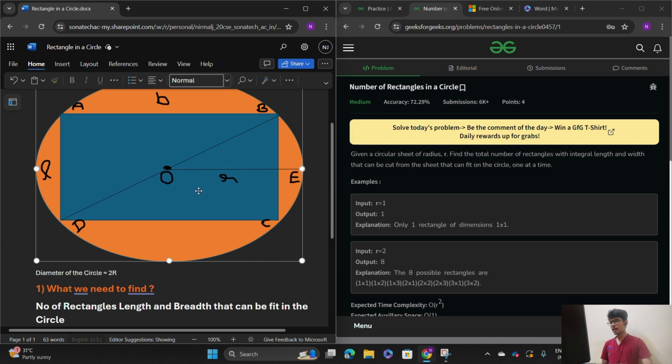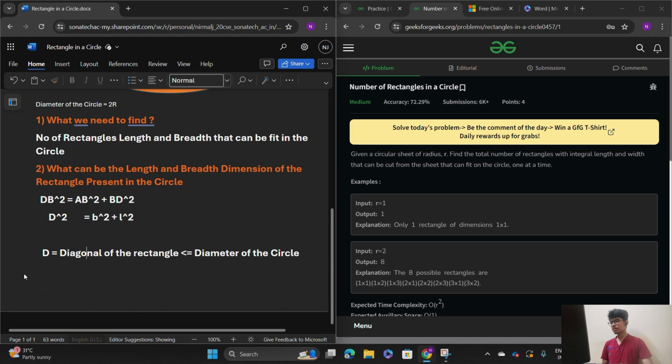So I'm initializing it as: the diagonal of the rectangle is less than or equal to the diameter of the circle. There is no problem in that. Now let this d square be, so I said the diagonal of the rectangle is less than or equal to. What does the term equal to mean? It can be equal also. So in that case, I'm going to substitute the diameter of the circle in d square. Here, the diameter of the circle is 2r.